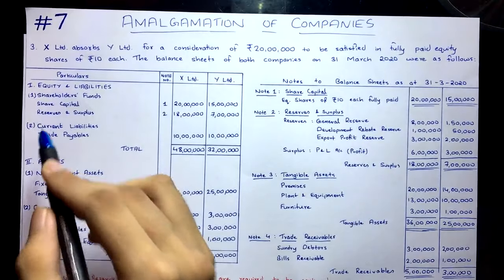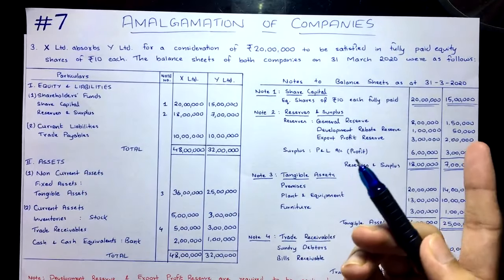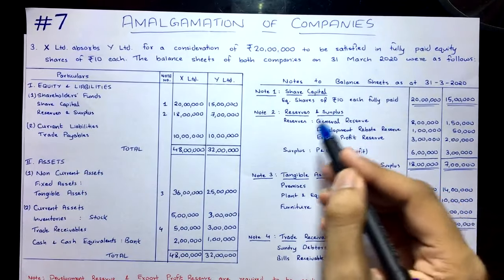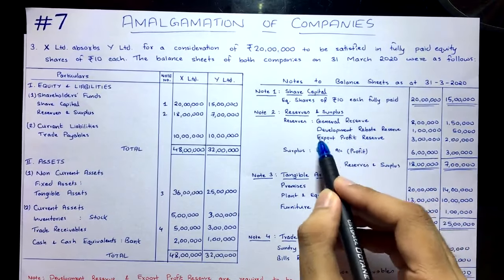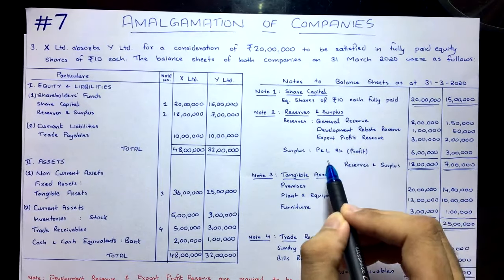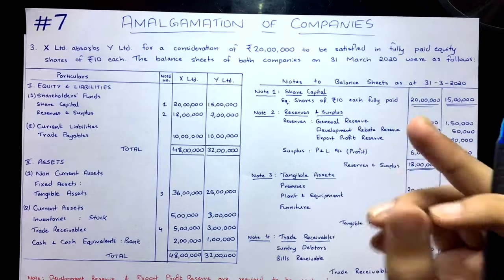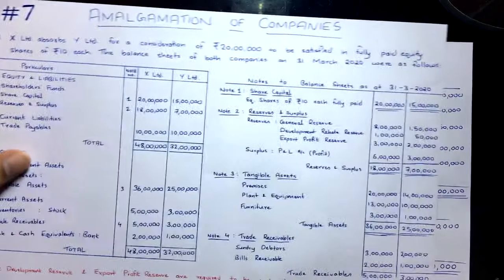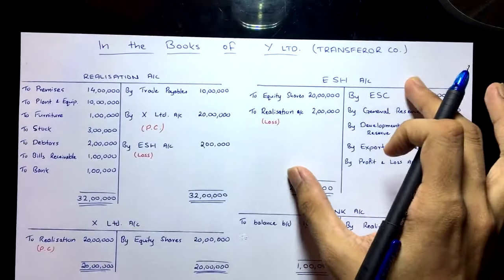Reserves and surplus, who has the right on reserves and surplus? The owner of the company, right? The shareholders, the equity shareholders. General reserve, development rebate reserve, export profit reserve, P&L, whose is all this? All this belongs to the equity shareholders. So what you have to do is, you have to open the equity shareholder account.